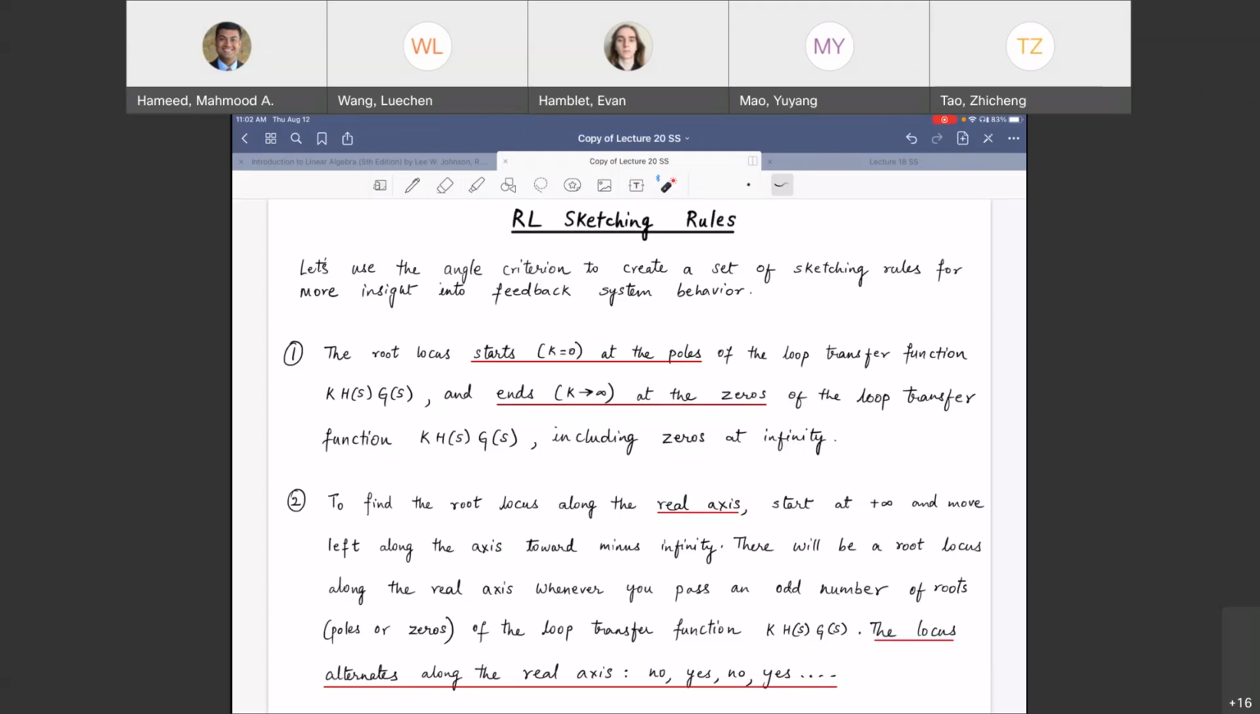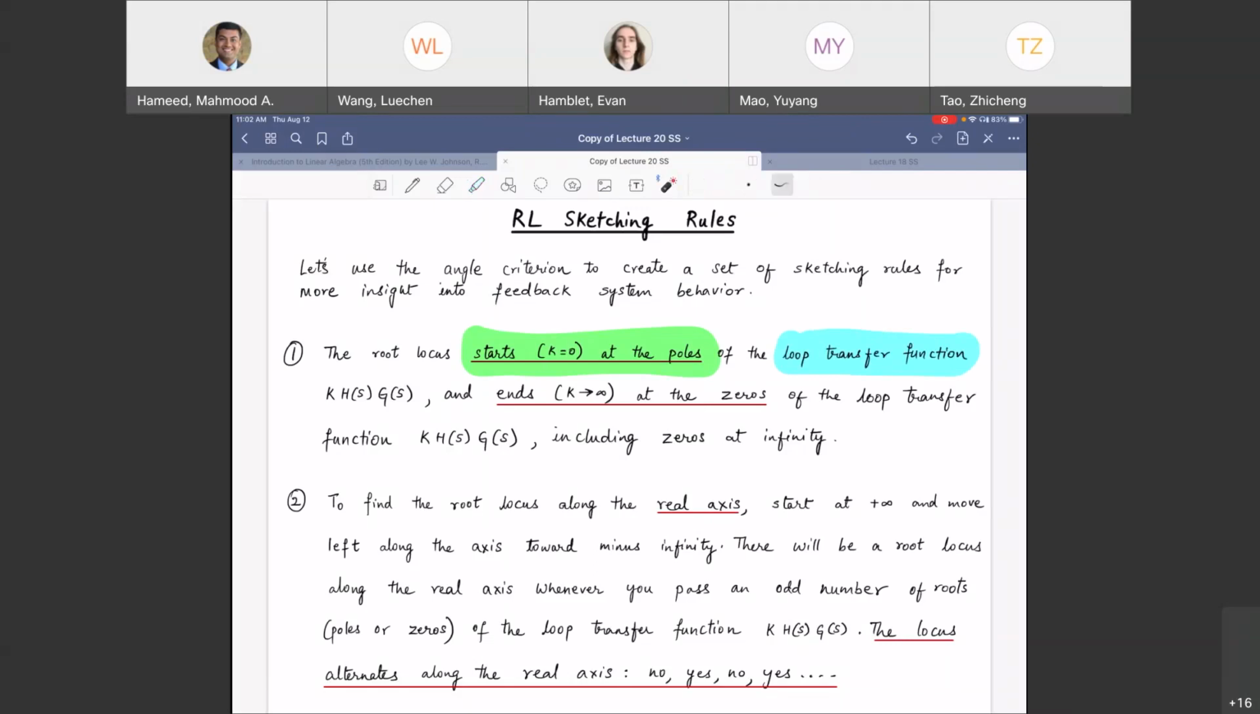Now, the root locus, where does it start, where does it end? That's rule number 1. Rule number 1 is, the root locus always starts at poles. Poles of what? Poles of the loop transfer function. Because remember, we are looking for 1 plus loop transfer function equals 0. That was our characteristic equation. So we are looking for the poles of the loop transfer function. That's where the root locus will start. And at those points, k is 0.